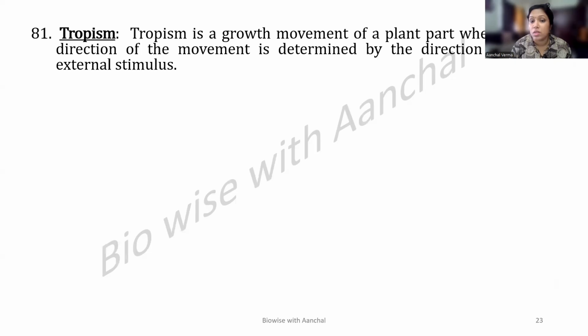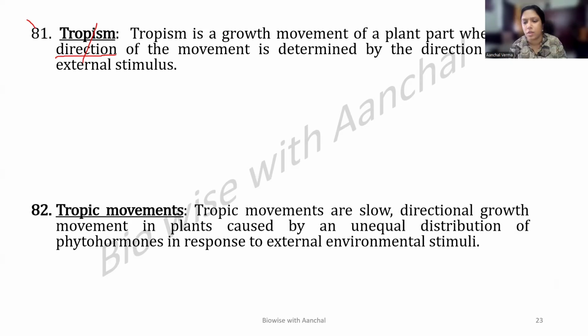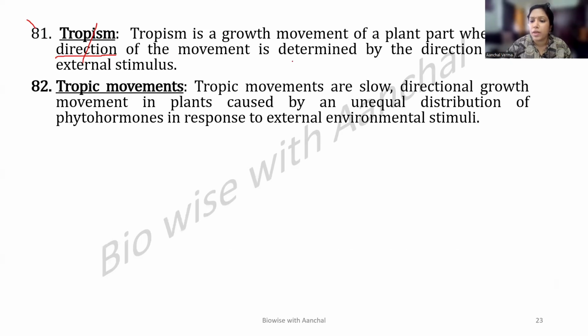Tropism is a growth movement of a plant where the direction of the movement, this is very important, the direction of the movement of the growth, is determined by the direction of the external stimulus. So if the movement is happening in the direction of the stimulus, it is positive tropic movement, and if it is happening in the opposite direction, it is negative tropic movement. So tropic movement is what?